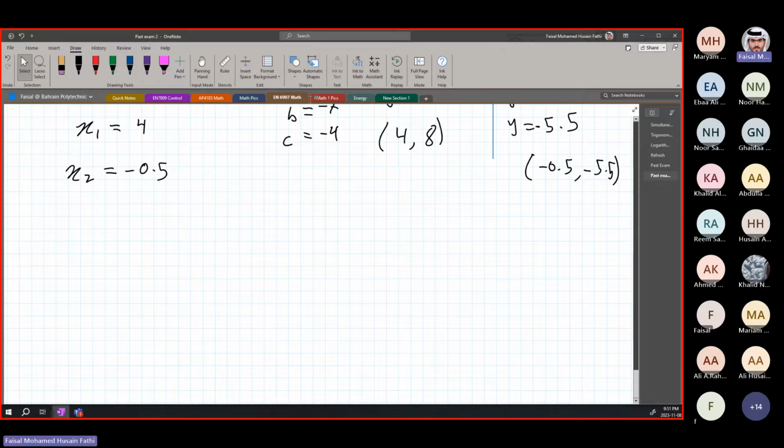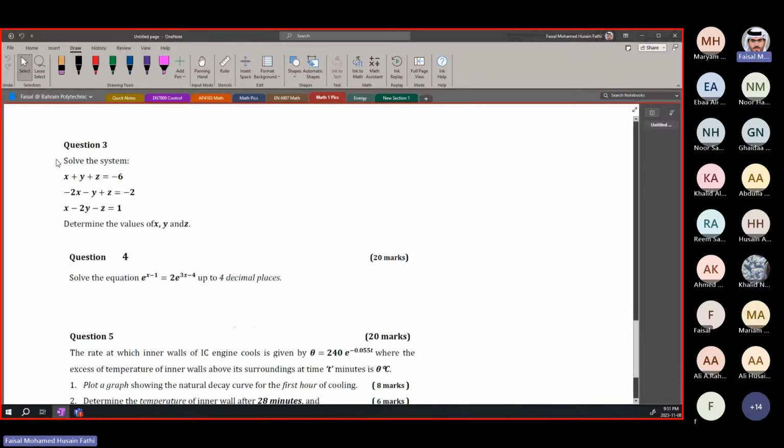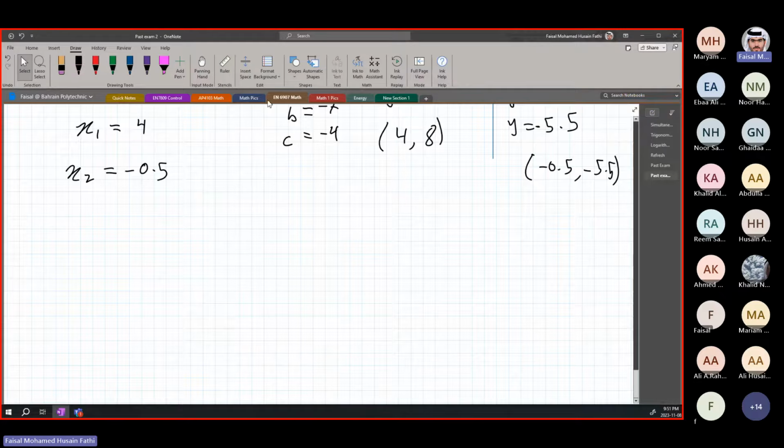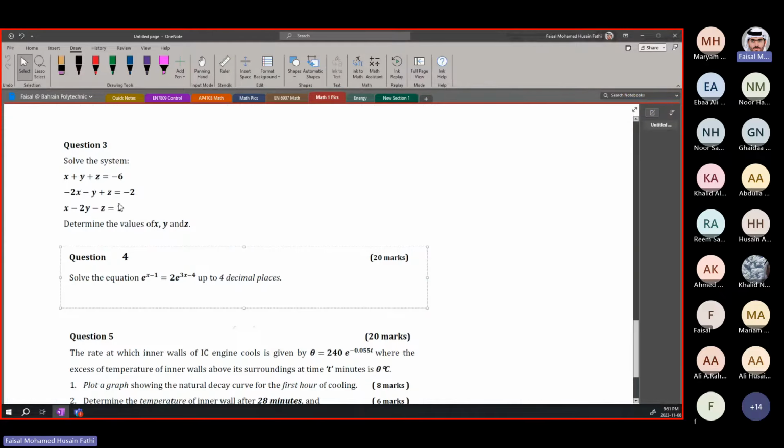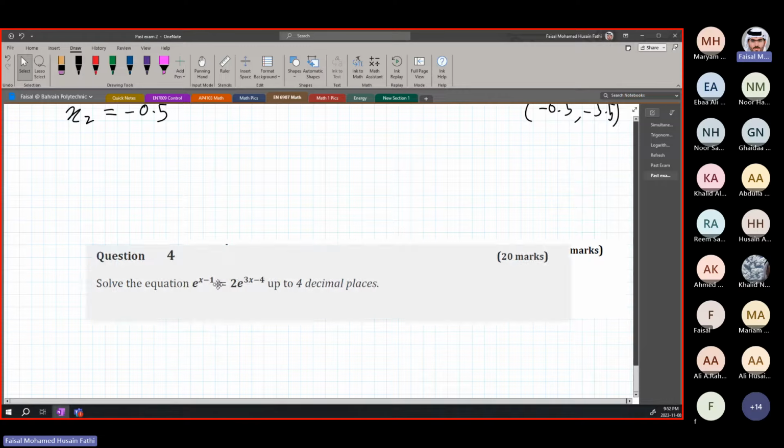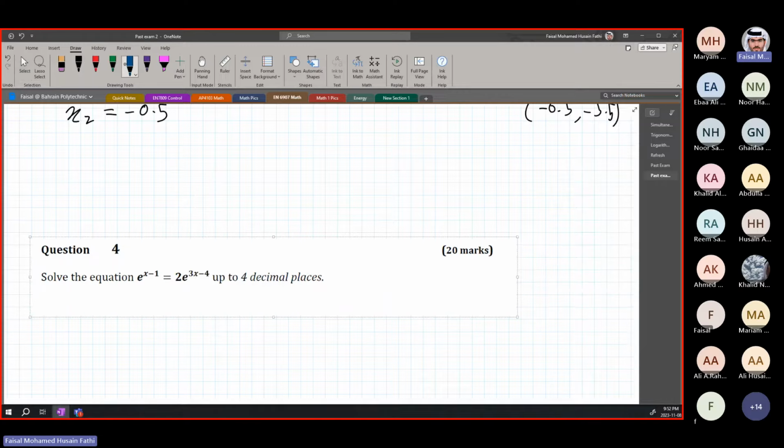Question 3 I will skip, because it's solving a system of linear equations. You know how to do this already, so I'll just move to question 4 because of time. Substitution or elimination, whatever. If you notice, this is plus z. I think this is the exact same question we already solved in the previous exam. So same exact method. It doesn't mention which method you should use. You can use whatever method you want, so as you like. Question 4.